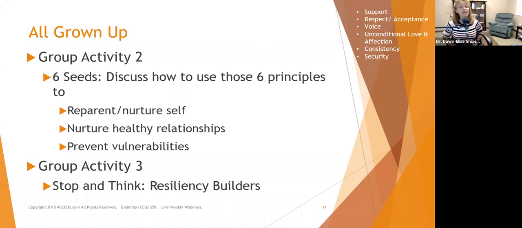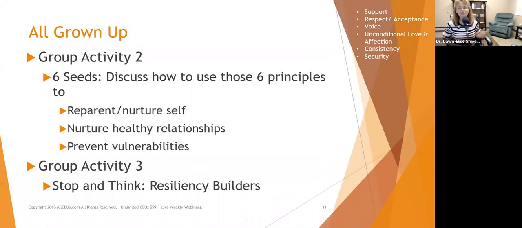So what does that look like to you if that would have been a nurturing environment, and how can you create that now for yourself? Nurture healthy relationships using these principles. How can you nurture your relationships with other adults and your children? Providing support, but getting support. Providing respect and acceptance, but also getting respect and acceptance, through the 6 seeds.